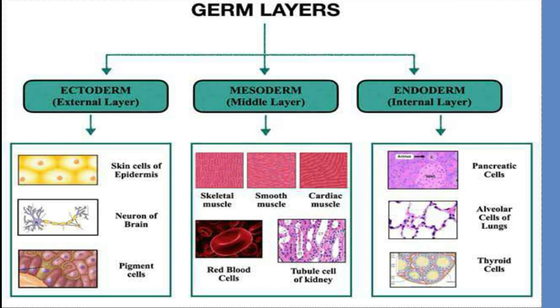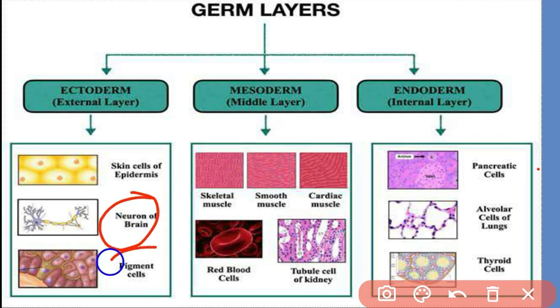The ectoderm gives rise to skin cells of the epidermis, neurons of the brain, and pigment cells are formed from this layer. Skeletal muscles, smooth muscles, cardiac muscle, tubules of the kidney and RBC are formed from the mesoderm, whereas pancreatic cells, alveolar cells of lungs and thyroid cells arise from the endoderm.